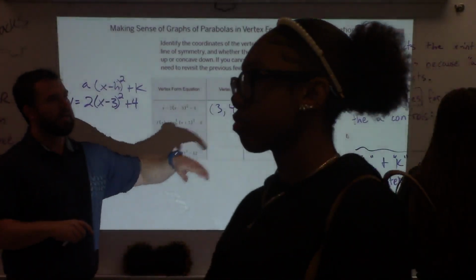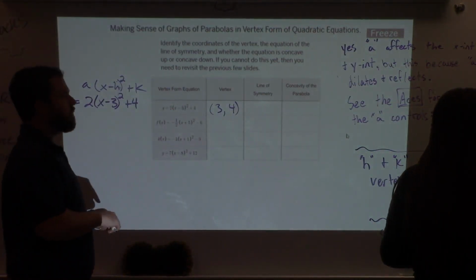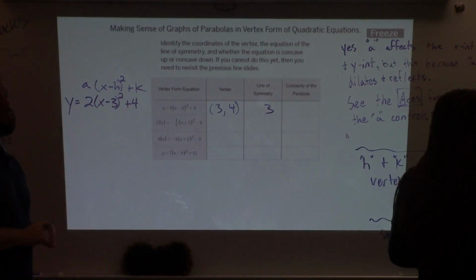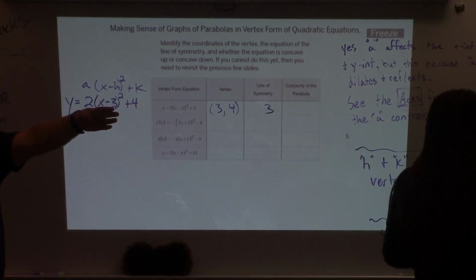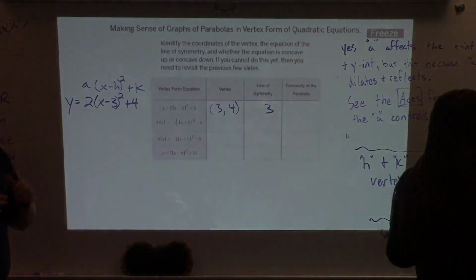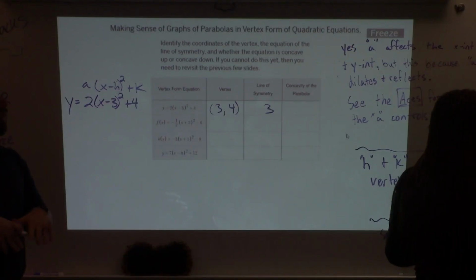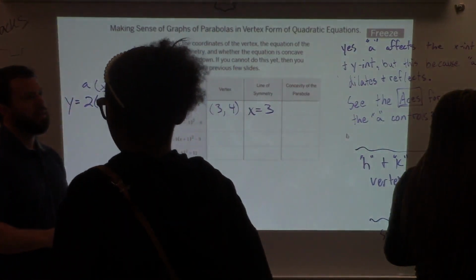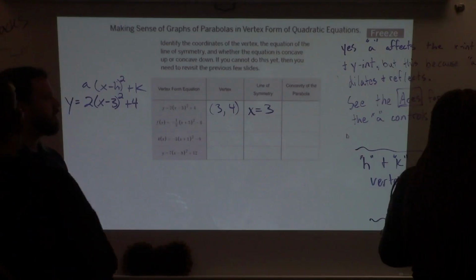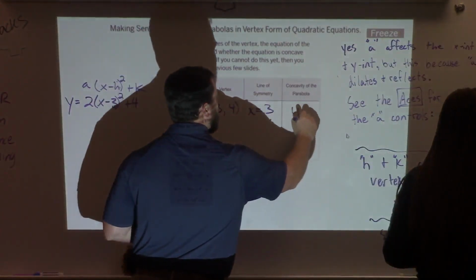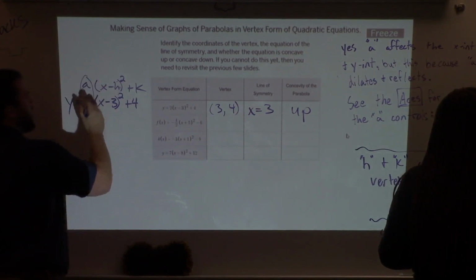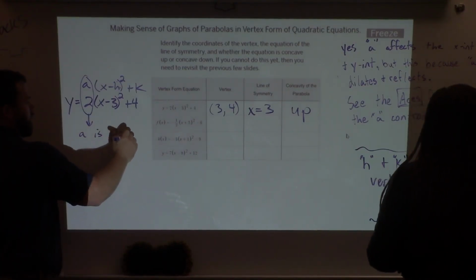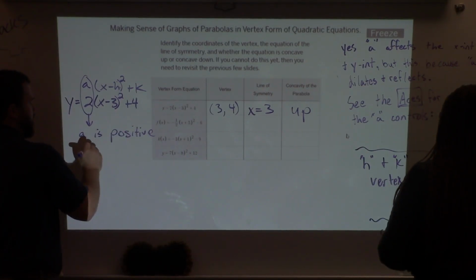So what's my line of symmetry? It's not just 3. You're missing something. That's not a line, that's a number. It says x equals h. So what do I still need? x equals 3. That's a line of symmetry. What's my concavity? Concave up. How do you know it's concave up? Not the positive 4, that's my vertex. The 2. A is positive. Remember, A determines concavity.